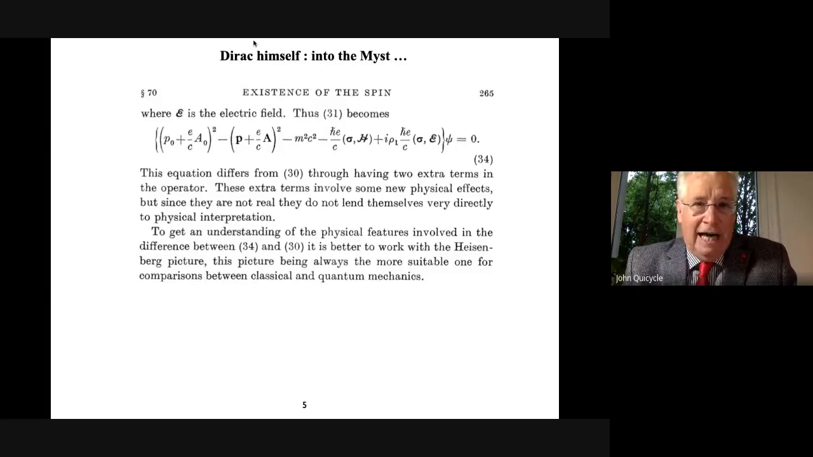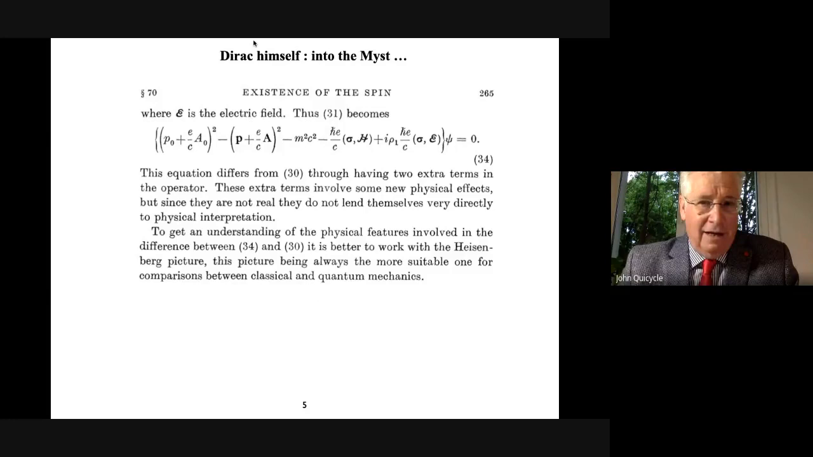And then, and this is entirely un-Dirac-like, it looks more like one of my first year students when they first meet complex numbers, he says, hey, wait a minute, that last term's imaginary, it's not real. So it should be some new physical effect. These extra terms involve some new physical effects, but since they are not real, they do not lend themselves very directly to physical interpretation, he says. And then what he does is he throws it out, and he works in the Heisenberg picture where that last term is missing.